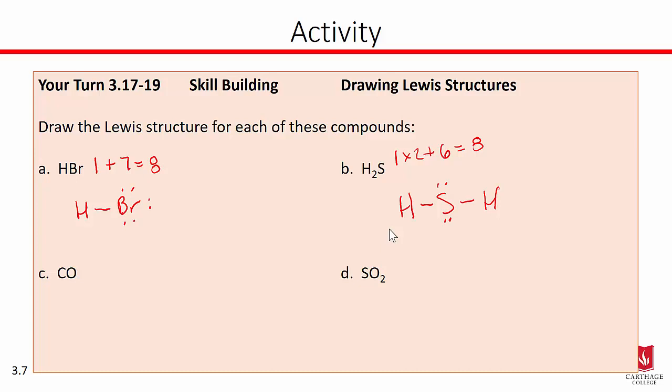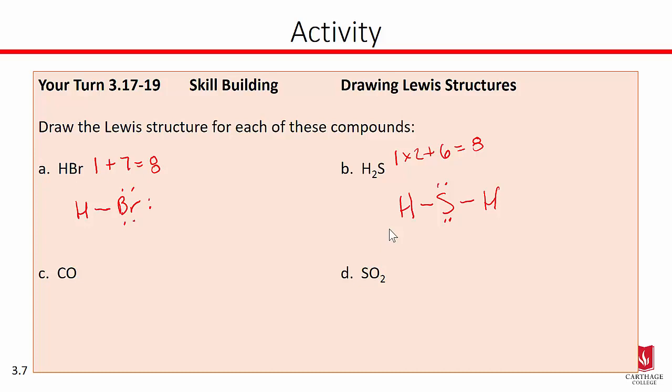Okay, so double check. I need 8 total electrons. I've got 2, 4, 6, 8 drawn within the whole molecule. That's good. Meet the octet. I've got 2 around the hydrogen on the left and 2 around the hydrogen on the right. That meets the octet for hydrogen. I've got a total of 2, 4, 6, 8 electrons around the sulfur atom in the middle. That meets the octet for the sulfur.